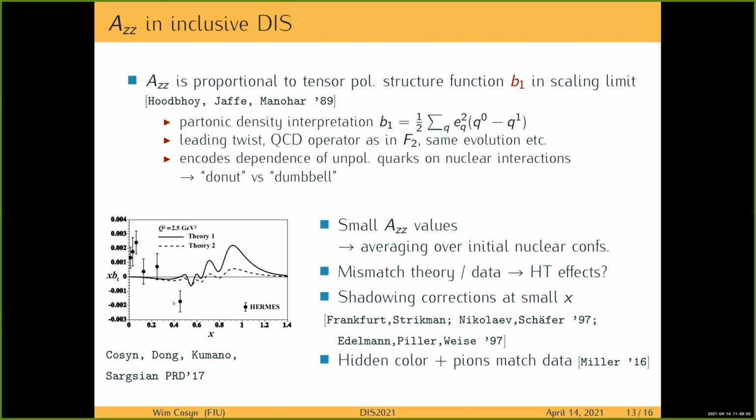There's only one measurement, from HERMES. And interestingly enough, there's a mismatch between normal nuclear theory calculations and the data. There might be some issues with higher twist effects. So the analysis of the data was done assuming scaling and everything. The Q-squared is quite low for these data. So maybe there are things like higher twist effects that need to be taken into account. Also, shadowing corrections in the small x region. There are hidden color calculations by Jerry Miller, also including Pines, which match the data. So since it's only one measurement, it's not a clear story yet. So JLab will hopefully shed more light on that.